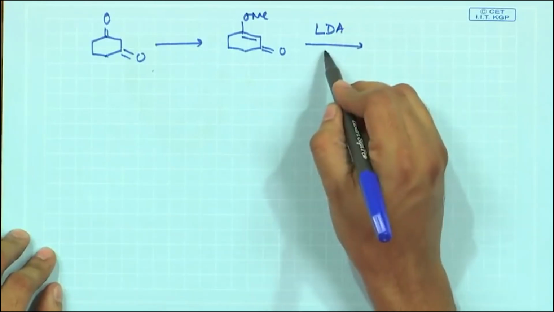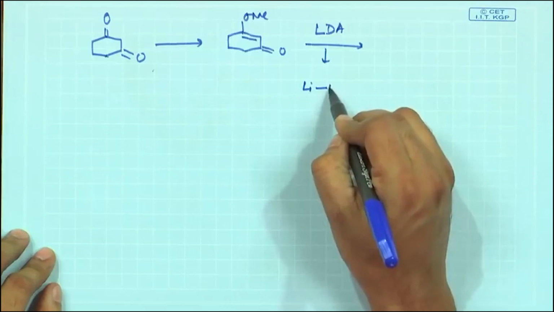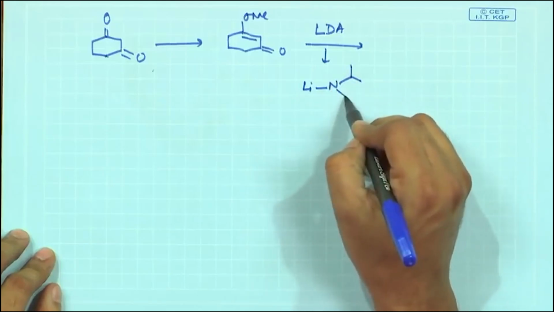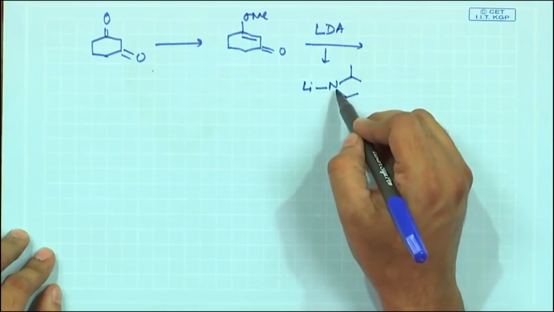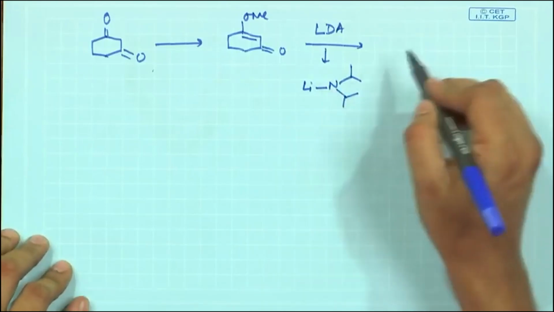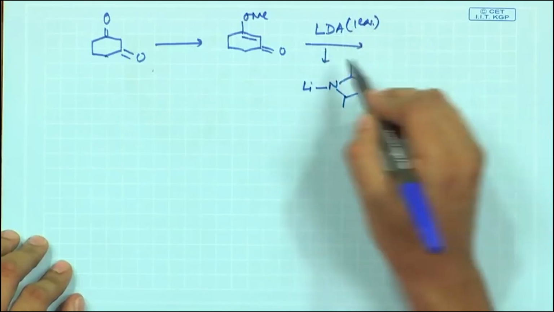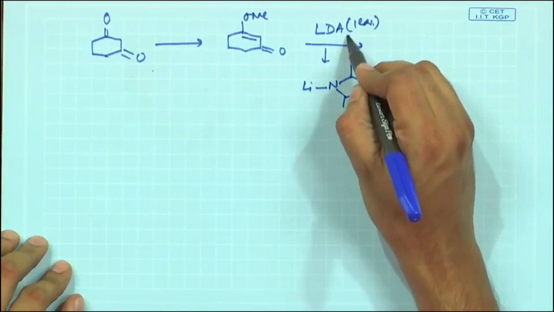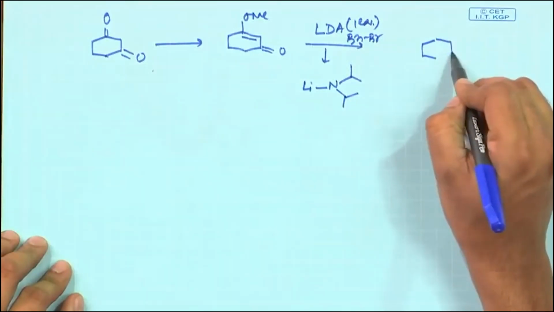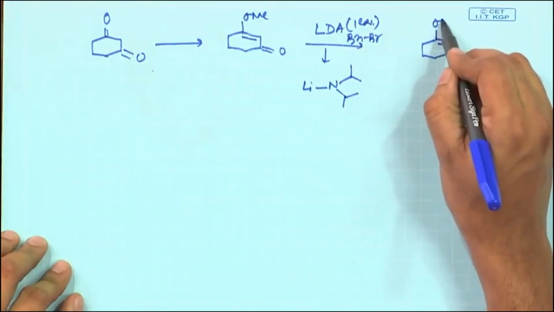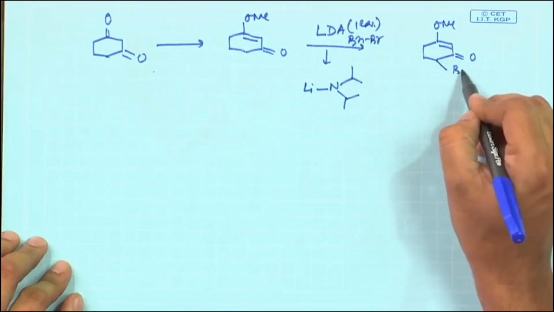Now, what is LDA? Do you know the structure of LDA? LDA is lithium diisopropylamide. This structure has the diisopropyl groups, lithium and the amide. So, now we are putting one equivalent of LDA, and the first electrophile we are putting is benzyl bromide. So, we will basically get this OMe, this ketone and this benzyl group.